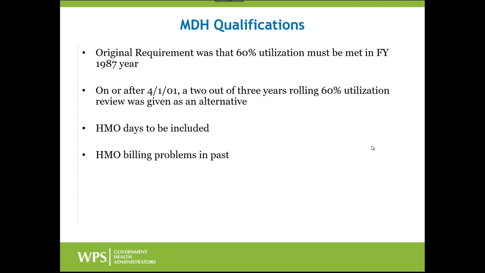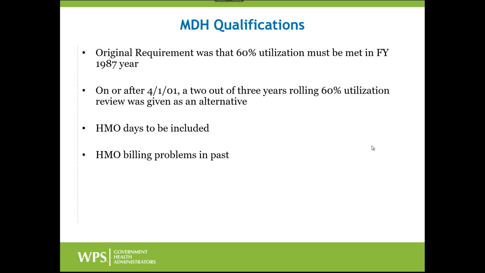So if you do not have a 1987 base year, or you have no evidence that you met 60% in that base year, then every single year when we do a desk review, we're going to take a look and see whether you meet the 2 of 3 years 60% test. Now again, what we'd be looking at is 3 years, including the most recently settled one we're working on. We look at that year plus the last 2 years to see if either under days or discharges you met the 60% for 2 of 3 years.